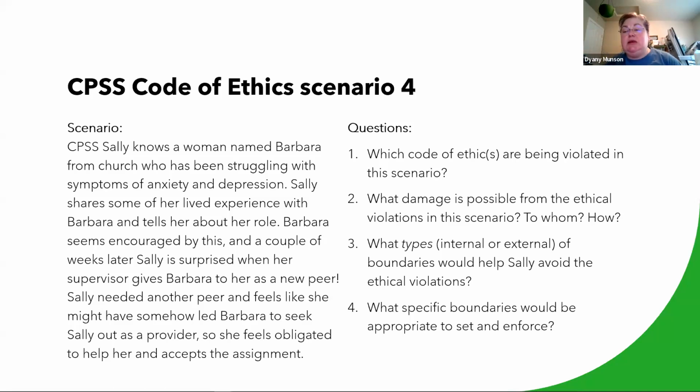Simple doesn't mean easy. Simple can sometimes mean we still have to practice it because we still have those feelings, right? But we can still practice it and attend classes that help us find ways of dealing with it, right? So we talked about some of the damage of privacy and things like this, but what other kinds of damage can be possible from the ethical violations in this scenario?